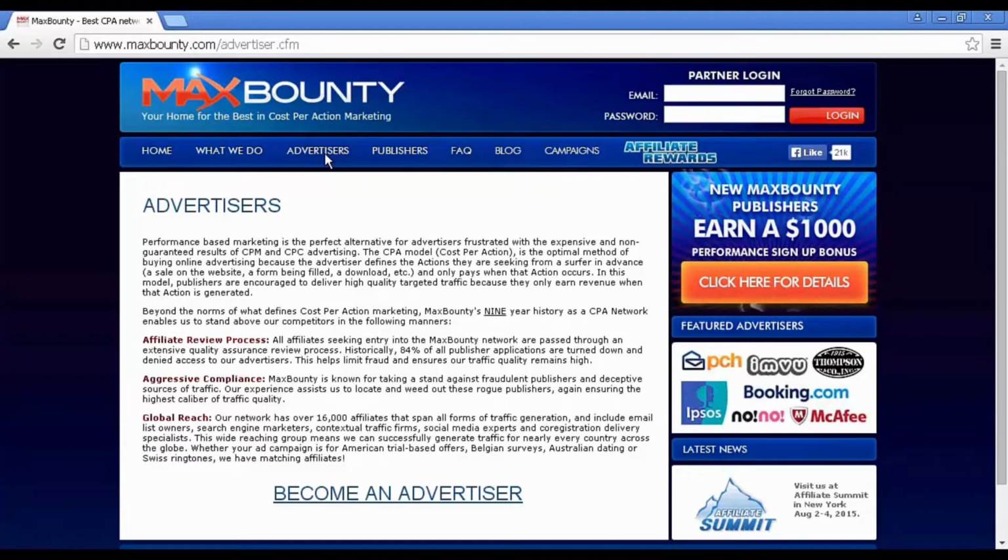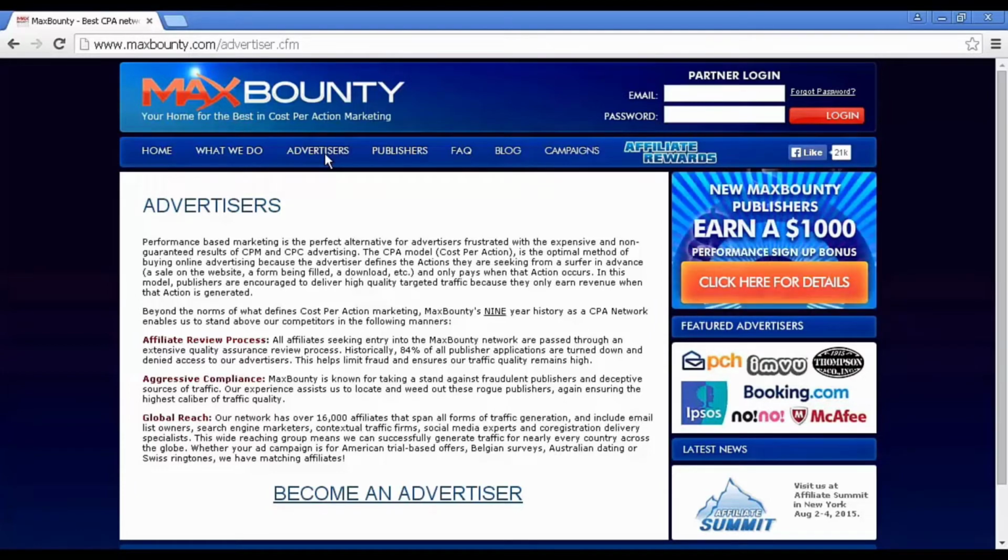The CPA model, cost per action, is the optimal method of buying online advertising because the advertiser defines the actions they are seeking from a surfer in advance, a sale on the website, a form being filled, a download, etc., and only pays when that action occurs. In this model, publishers are encouraged to deliver high-quality targeted traffic because they only earn revenue when that action is generated. Beyond the norms of what defines cost per action marketing, Max Bounty's 9-year history as a CPA network enables us to stand above our competitors on the following manners.